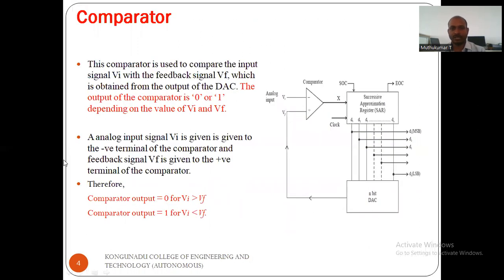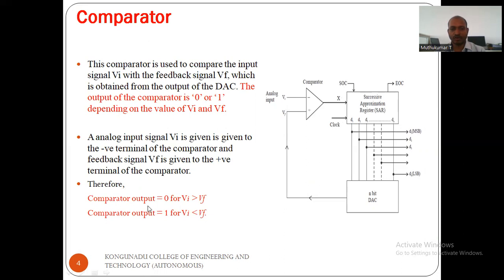So the function of the comparator: the comparator is used to compare the input voltage Vi and the feedback signal from the n-bit DAC. These two signals will be compared by the comparator. The output of the comparator is zeros or ones. That is, X is the output of the comparator. It is 0 or 1 depending upon the input value Vi and the feedback voltage Vf. So Vi and Vf decide the comparator output. It may be 0 or 1.